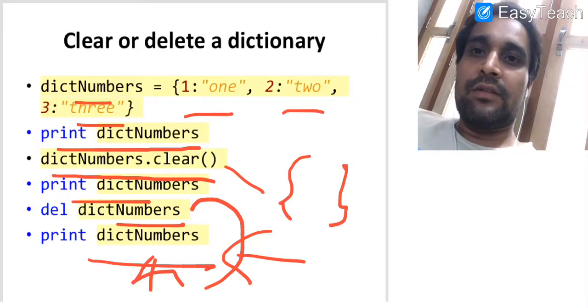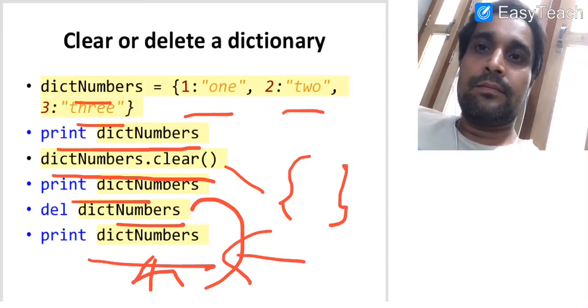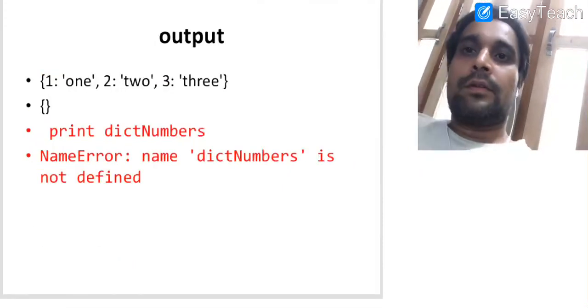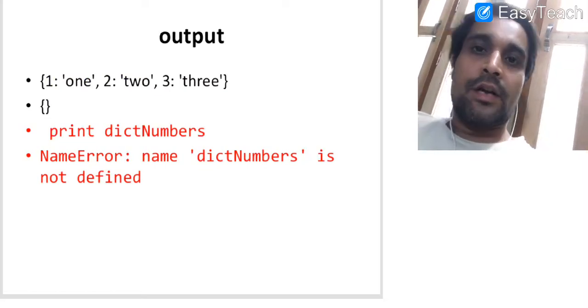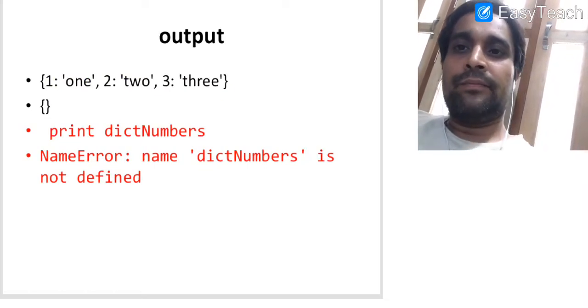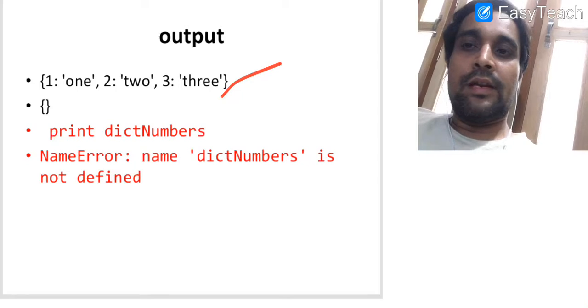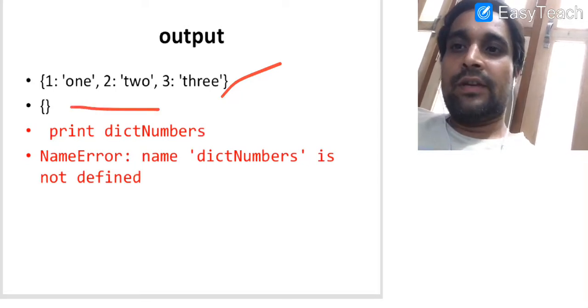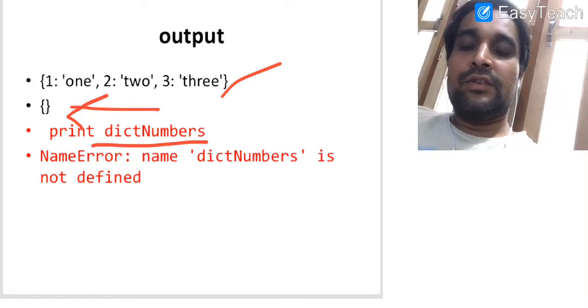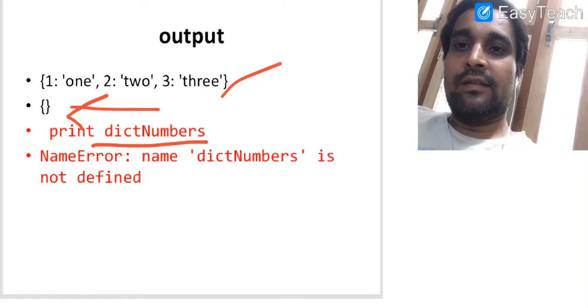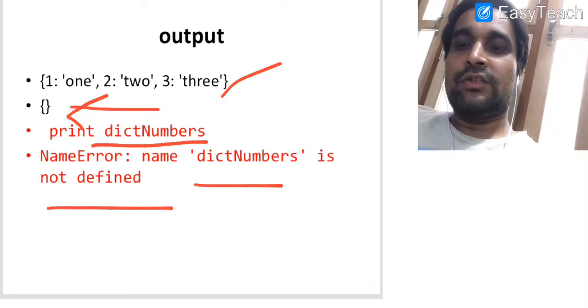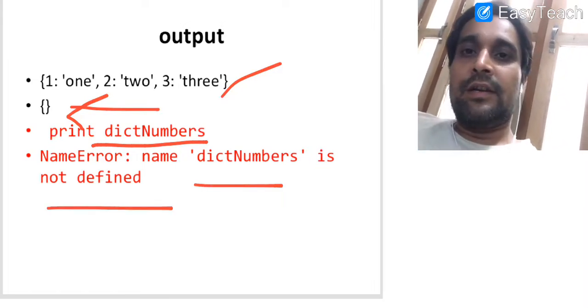So let us check what is the output of this code. So here is the output of the code that we have written. Very first time we are getting all the elements of the dictionary, then we are getting an empty dictionary. When we are using print with the name of the dictionary the third time, then we are getting a NameError that name DICT numbers is not defined, because this dictionary is already deleted by the del statement that we have written in our code.